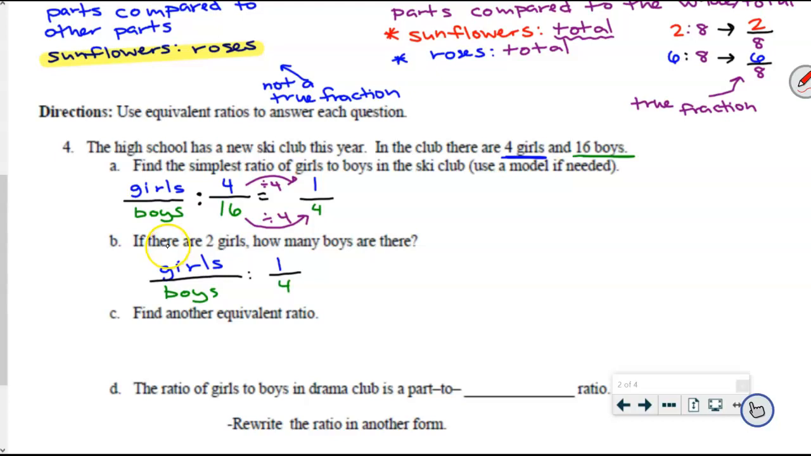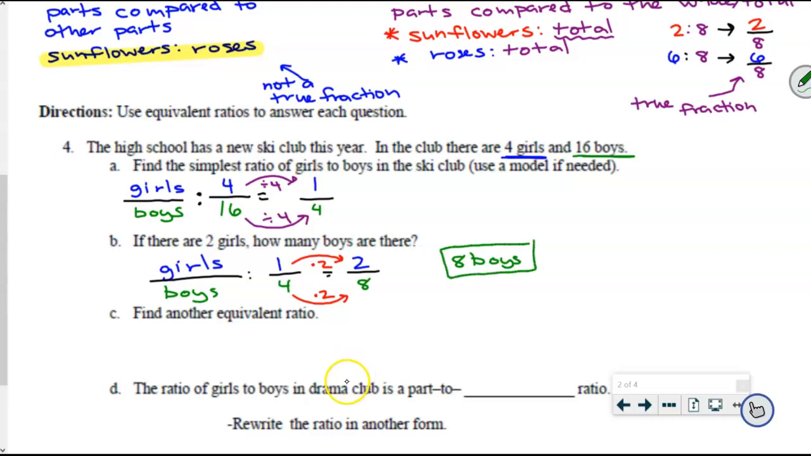And the question is now saying, well, what if there's actually 2 girls? How many boys are there going to be? Now we need to start asking those questions. How does a 1 change to a 2? We're doubling that. So what am I going to do to the other part of the ratio? The exact same thing. We're going to double it. And 4 times 2 is 8. So how many boys are there? 8 boys.